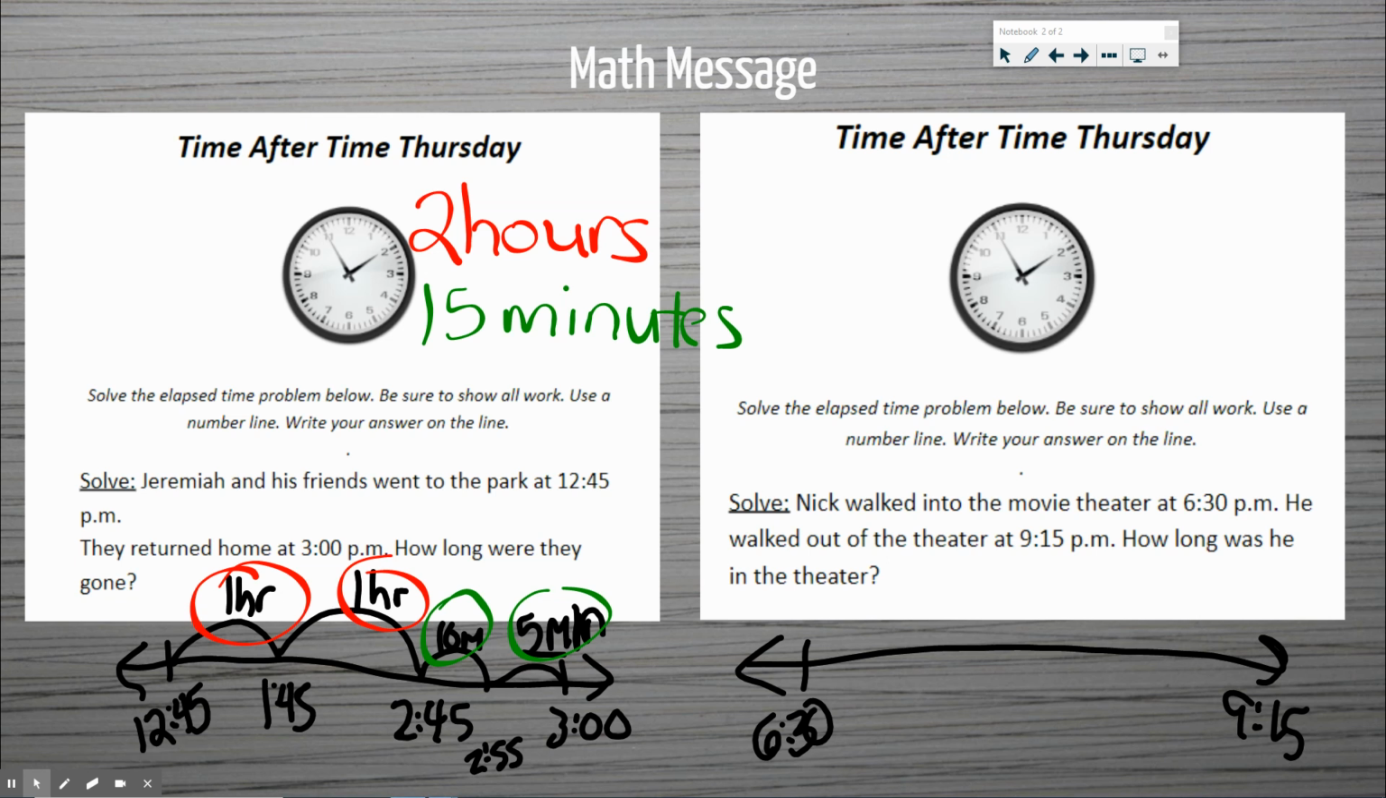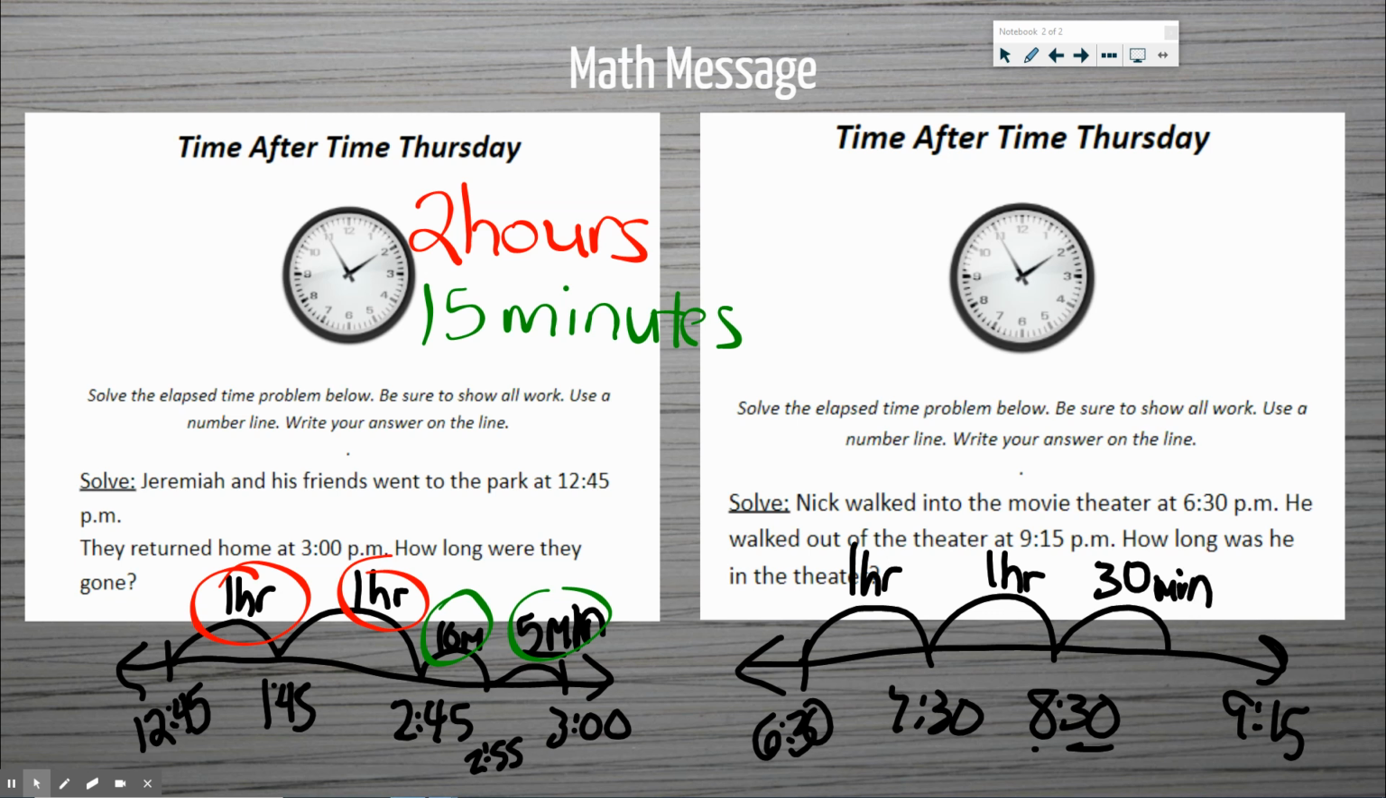We are going to make our jump from 6:30; 1 hour will be 7:30, 1 hour will be 8:30. If I jump another hour, it's going to be 9:30, and that's too much. So I know 8:30 to 9 is 30 minutes. So we're at 9 here. Then I'm going to make a jump from 9 to 9:15. That's 15 minutes, and I'm at my end time.